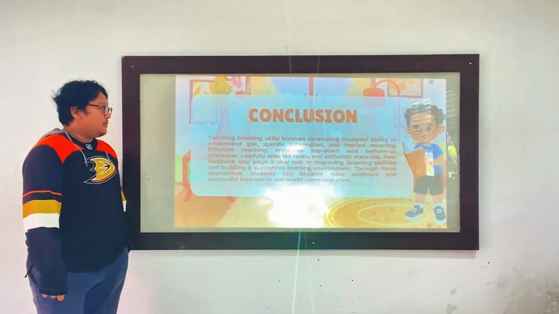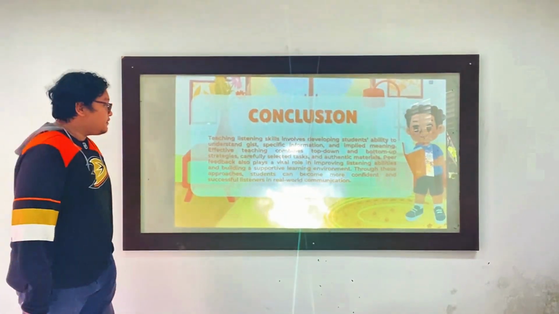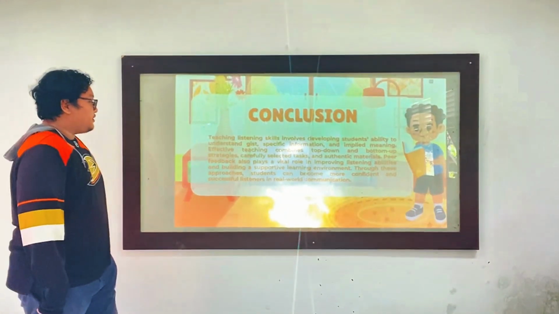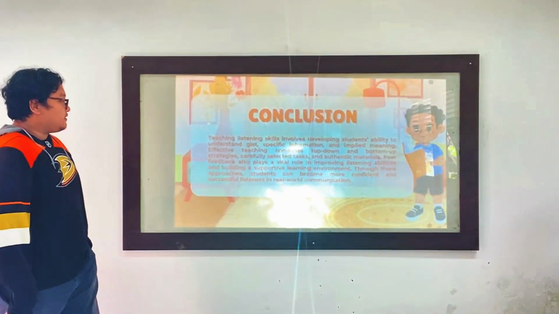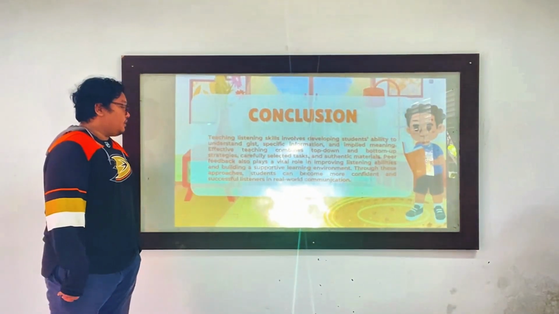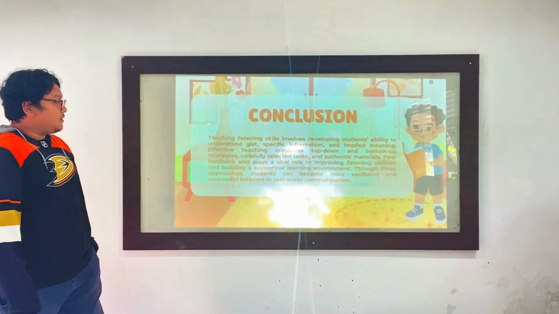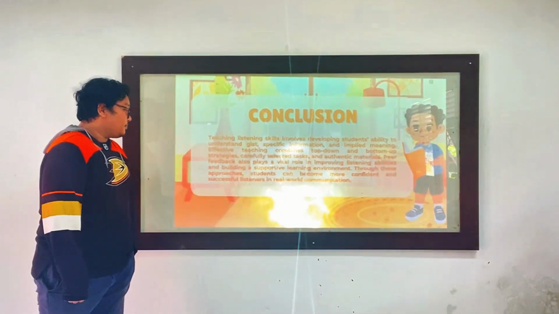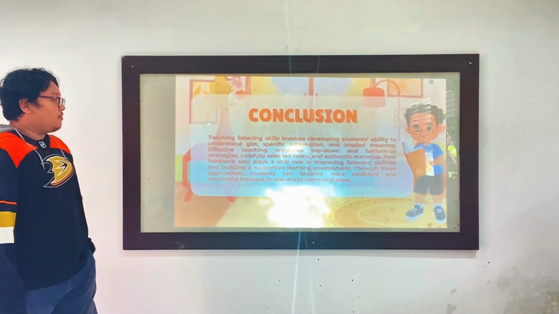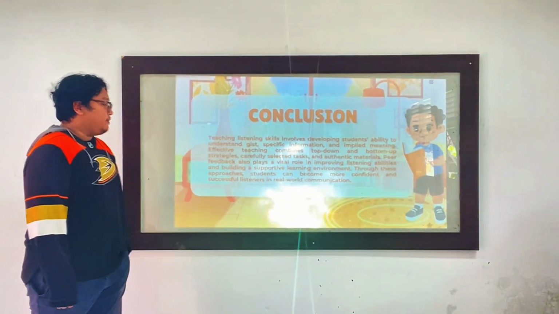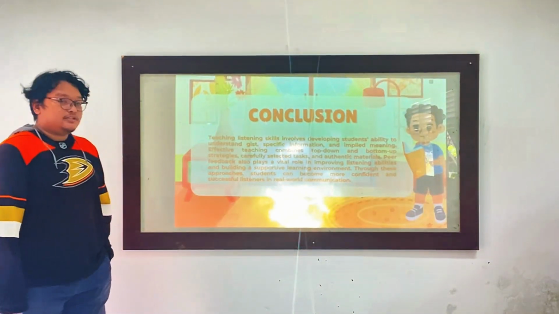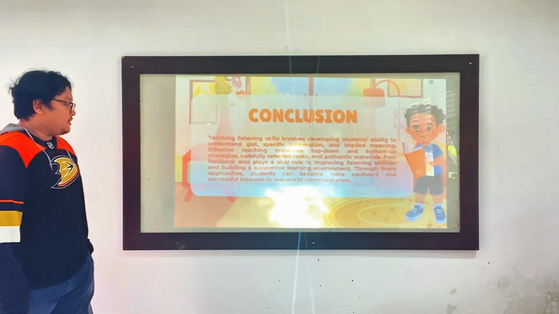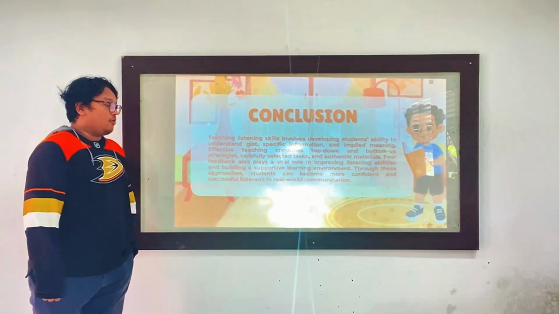In conclusion of the material, teaching listening skills involves developing students' ability to understand specific information and implied meaning. Effective teaching combines top-down and bottom-up strategies, carefully structured tasks, and authentic materials. Peer feedback also plays a vital role in improving listening abilities and building a supportive learning environment. Through these approaches, students can become more confident and successful listeners in real-world communication.